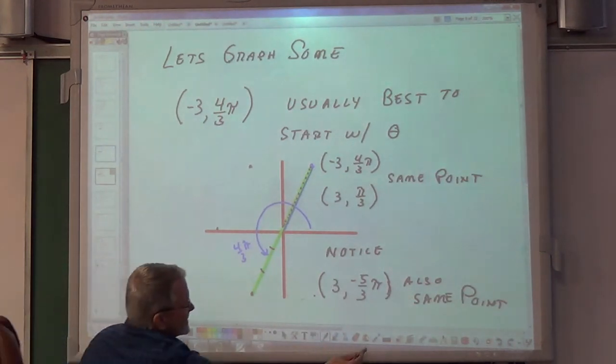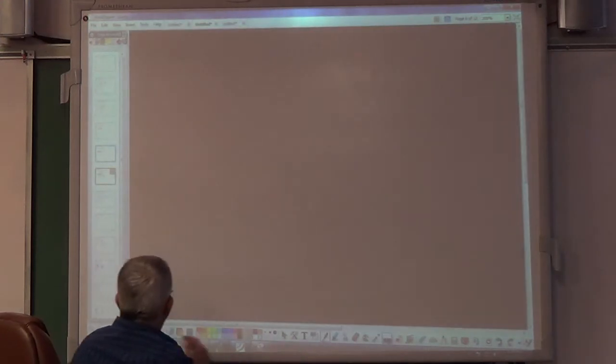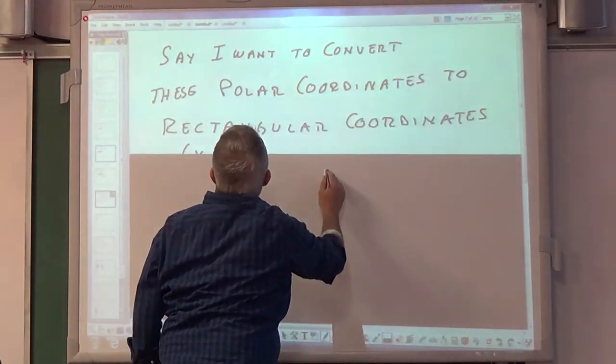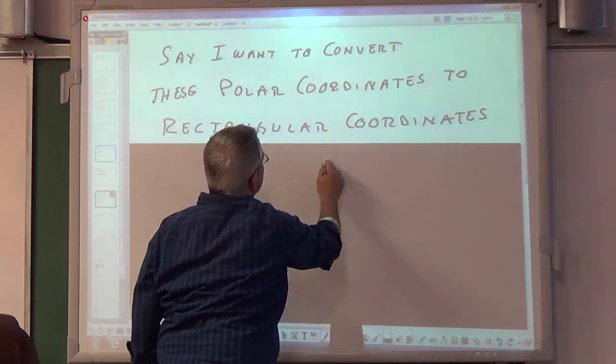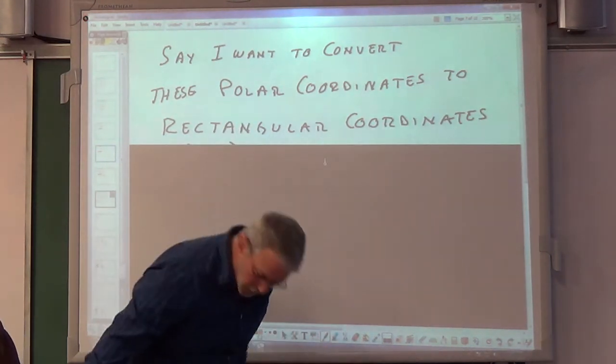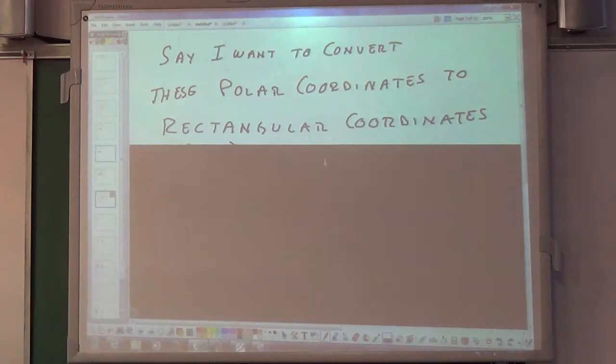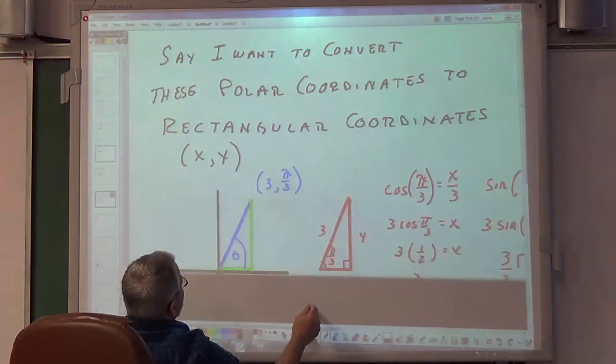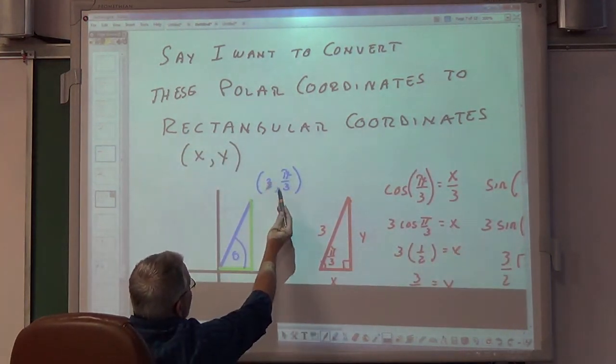Next slide, please. What if I want to convert these polar coordinates to rectangular coordinates? A very useful procedure. Well, let's see how we're going to do that. I want to convert that point in polar form.